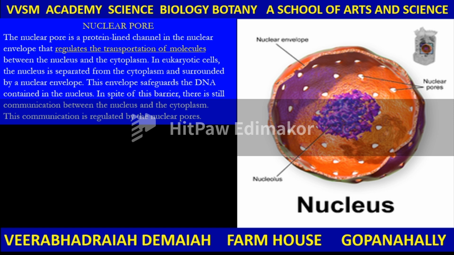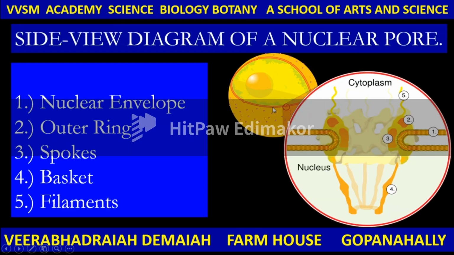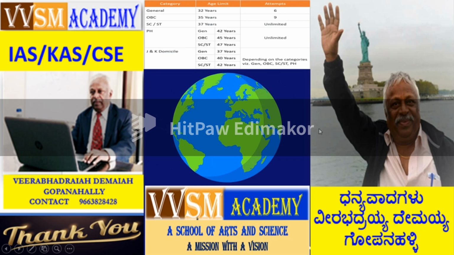These are the important things taking place in the nuclear pore. These are the nuclear pores. These nuclear pores are responsible for transpiration. Nuclear envelope, outer ring, spokes, and basket filaments. It's a side view diagram of a nuclear pore. This is a very important thing in botanical studies.